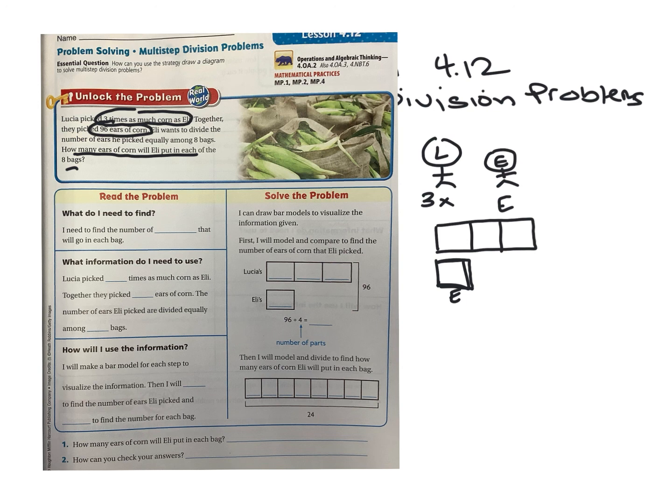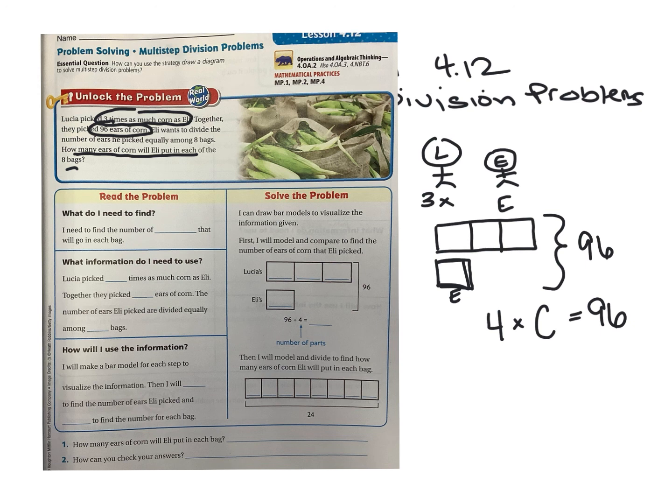This is the same type of question we did a while back. I think this was way back in chapter 2. Altogether, when you put it all together, that ended up being 96 ears of corn. And that's 1, 2, 3, 4 unknown amounts. 4 times what number, we'll call it C for corn, equals 96 ears of corn. So 4 times what number equals 96.